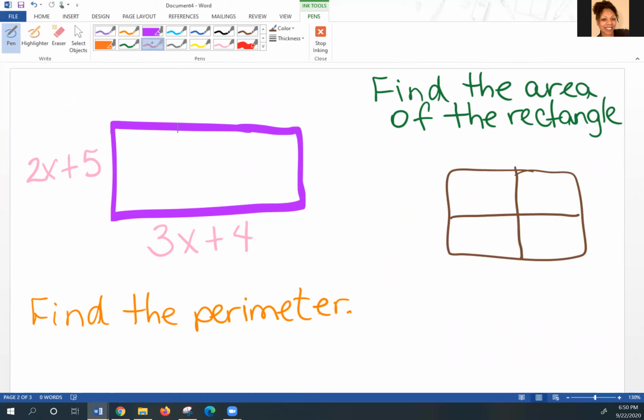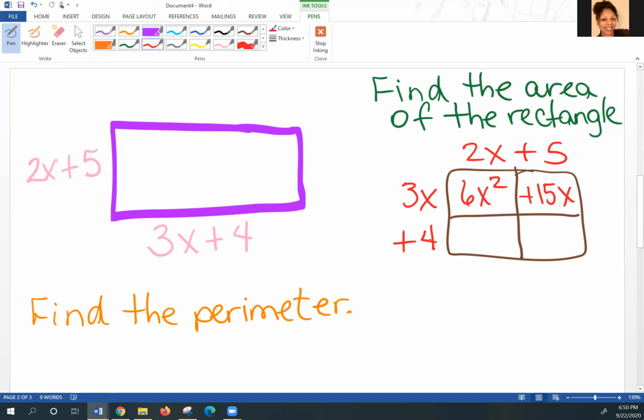And then I'm going to, at the top, do 2x plus 5. On the side, 3x plus 4. 3x times 2x is going to be 6x squared. 3x times 5 is 15x. 4 times 2x is 8x. And 4 times 5 is 20.